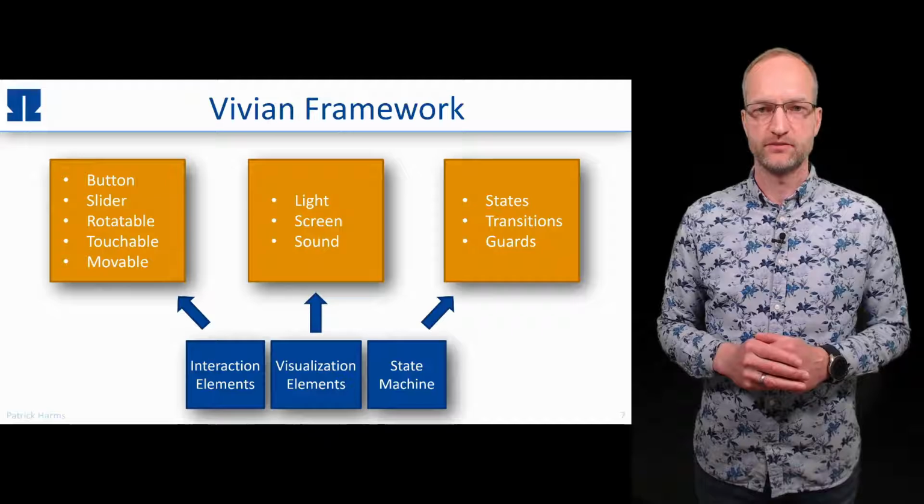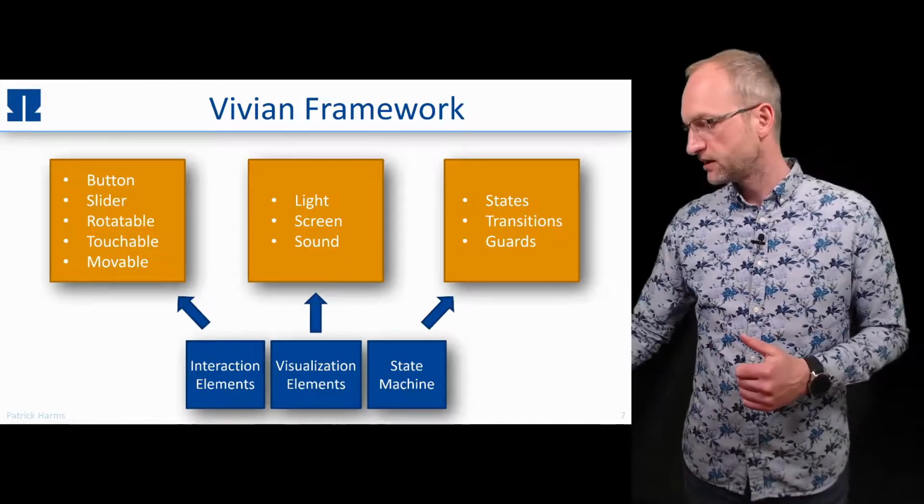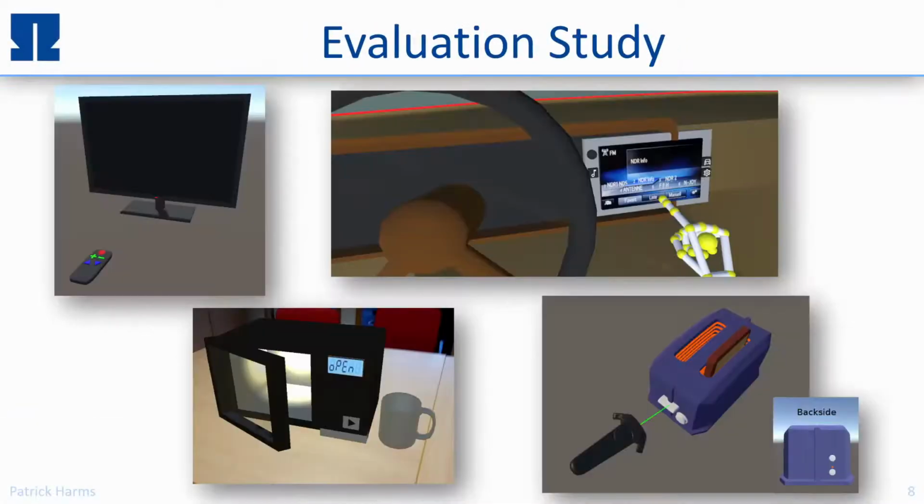To evaluate whether our framework is capable of modeling typical technical devices, we performed a small evaluation study. In this study, we implemented 4 different virtual prototypes: a TV, a microwave oven, a toaster, and a car infotainment system. The TV was a rather simple TV. It mainly consisted of a rather large screen to show 3 different videos, and using the remote you were able to switch it on and switch between the different channels.